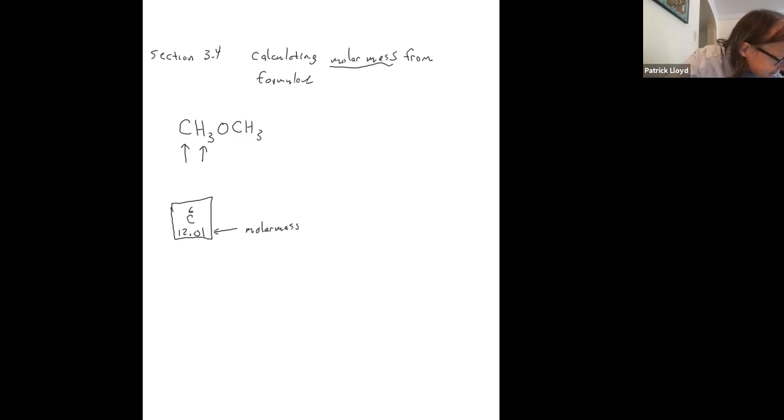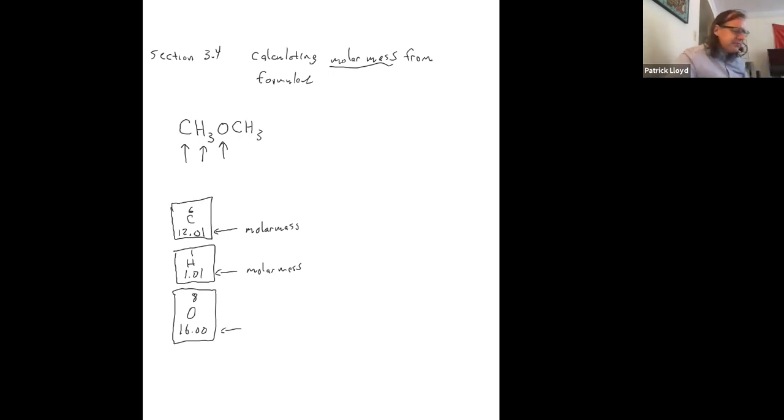The second element I see in here is a hydrogen. Okay, so there's your molar mass down there. And then the third element I see in here is an oxygen. And again, sometimes these are represented with more significant figures. So for example, oxygen might be 15.9994, hydrogen might be 1.0794, and carbon might be 12.0107. It just depends how many they're putting in that table. Okay. So there you go.